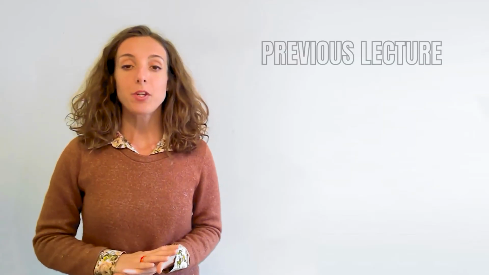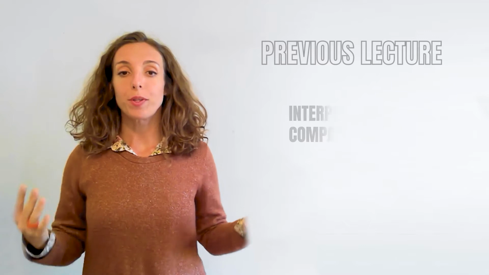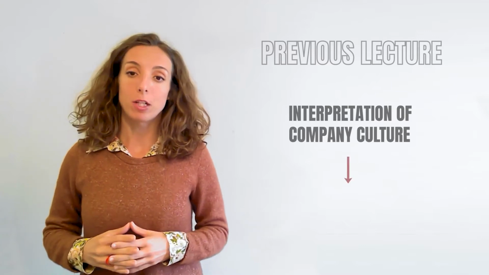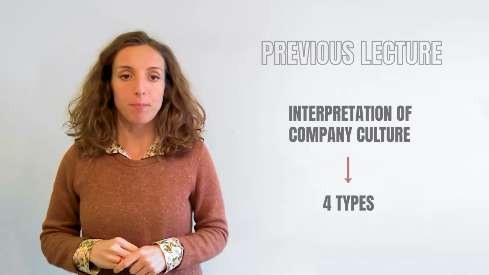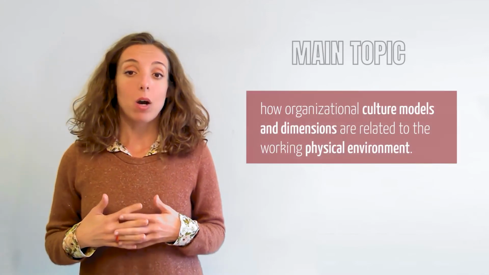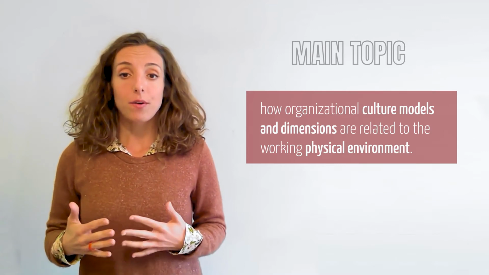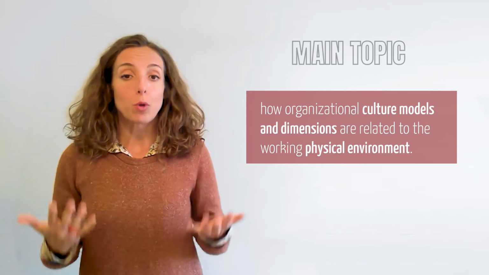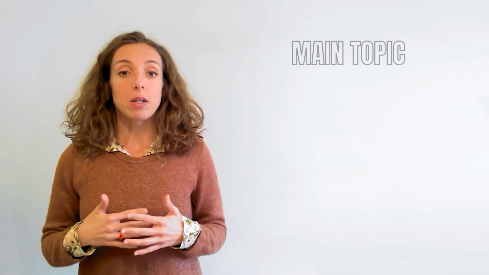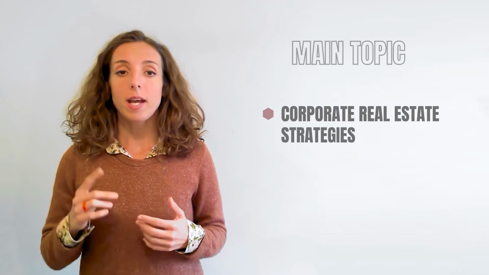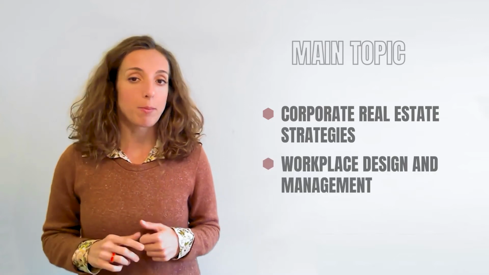In the previous mini-lecture, we described one major interpretation of company culture into 4 types. In this mini-lecture, we will explore how organizational culture models and dimensions are related to the working physical environment. First, we will address corporate real estate strategies and then workplace design and management.